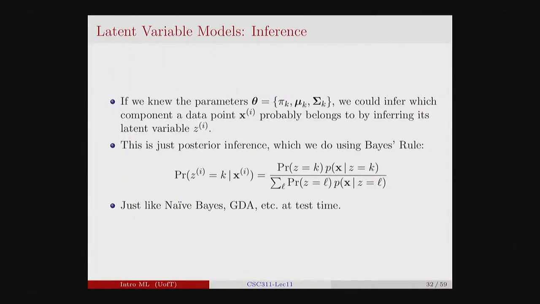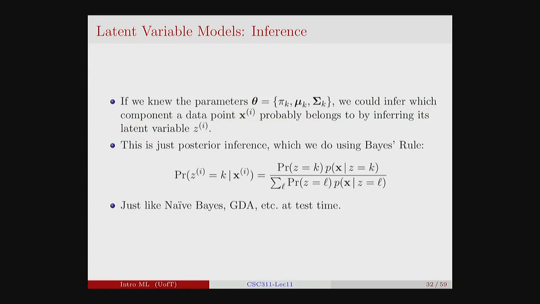And so let's think about the same trick that we applied with k-means. Let's pretend that we know the parameters of the Gaussian mixture model. So we're going to pretend that we know the parameters pi 1 to pi k, mu 1 to mu k, and sigma 1 to sigma k. If we knew these parameters, then we can actually infer which component a data point xi probably belongs to by inferring its latent variable zi.